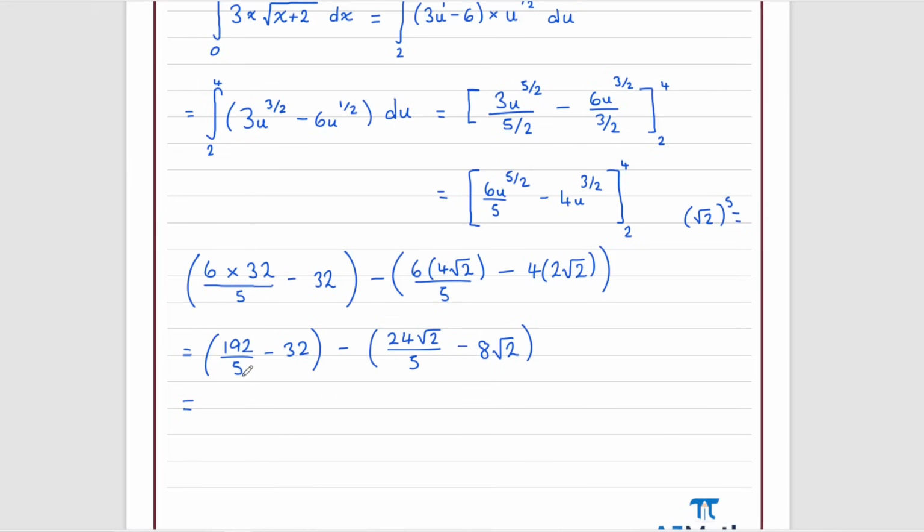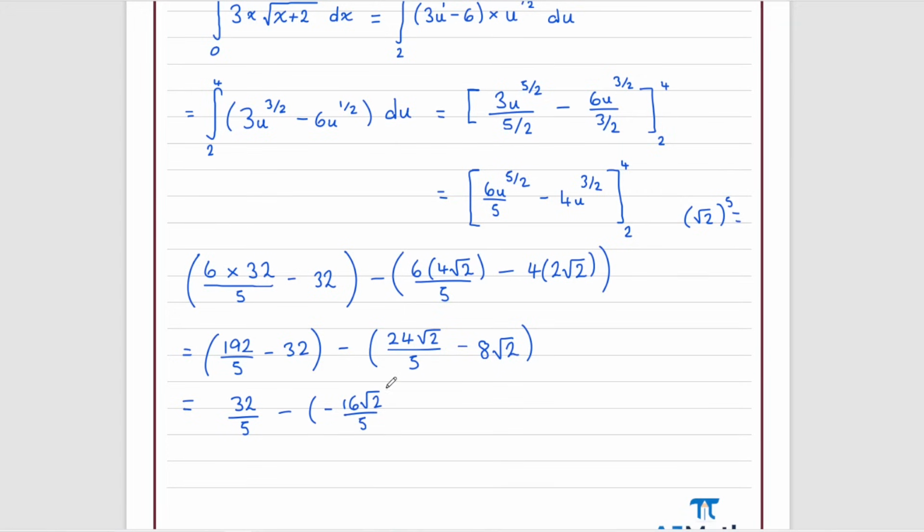So 192 over 5 minus 32. Again, you could just put this into your calculator here. That's the same as 192 over 5 minus 160 over 5. That gives me 32 over 5 there. Dealing with this bit here then. This is the same as 24 root 2 over 5 minus 40 root 2 over 5. So that gives me minus 16 root 2 over 5.